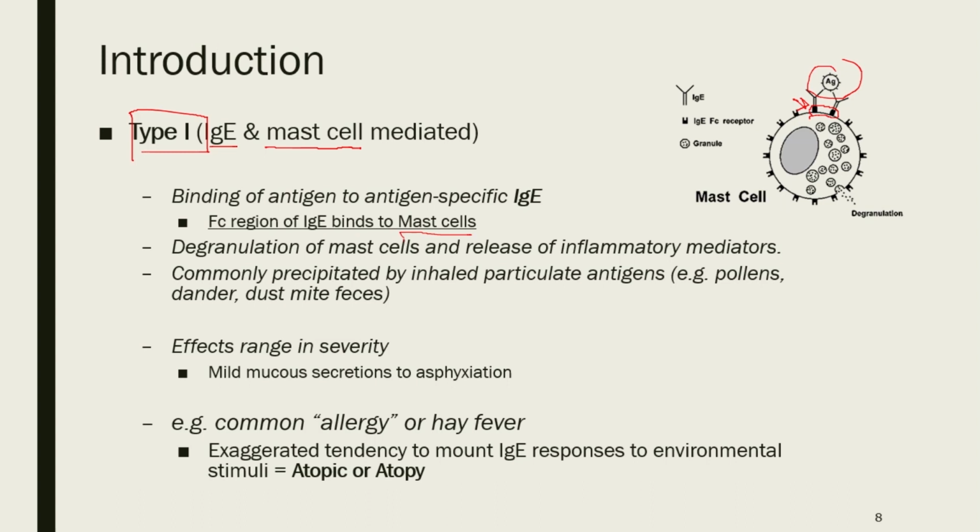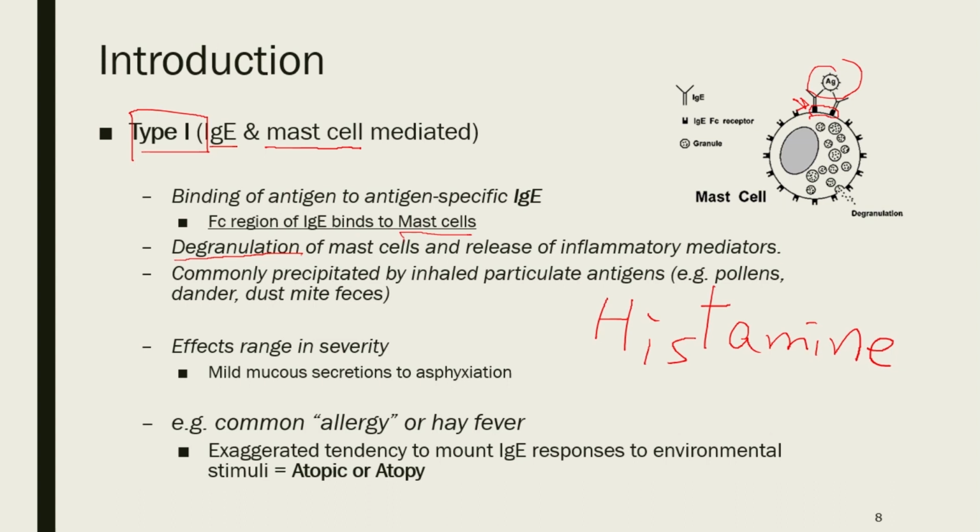Once it binds to the mast cell, in a nutshell, it will trigger the mast cells to degranulate and release inflammatory mediators such as what? You know it. It starts with an H. H, I, S: histamine. Histamine is one of those inflammatory mediators. Now, these are type 1 hypersensitivity reactions.